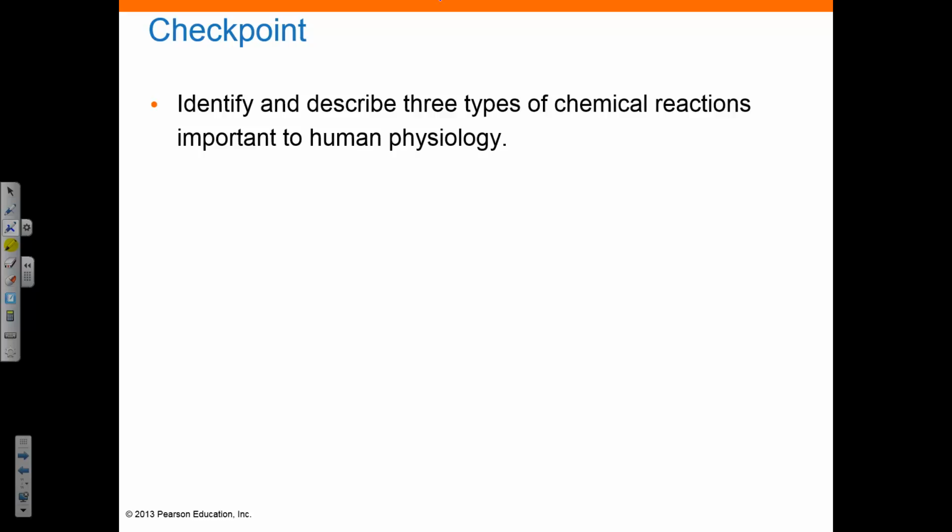Let's take a minute to check our understanding. Identify and describe the 3 types of chemical reactions important to human physiology. Feel free to pause the lecture while you prepare your response and resume when you are ready.